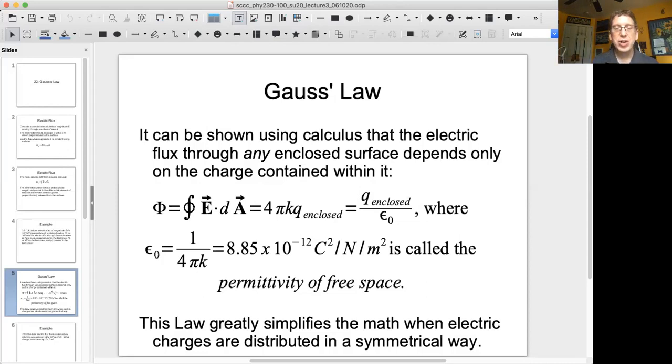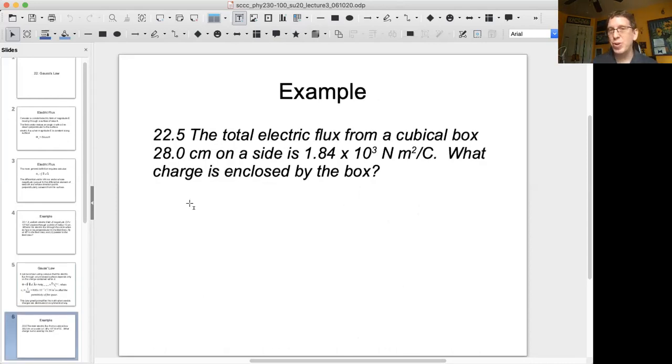So let's look at a problem that's more conceptual than mathematical. And this will illustrate something about the basics of Gauss's law. So the total electric flux from a cubical box 28.0 centimeters on a side is 1.84 times 10 to the 3 Newton meters squared per Coulomb. What charge is enclosed by the box?